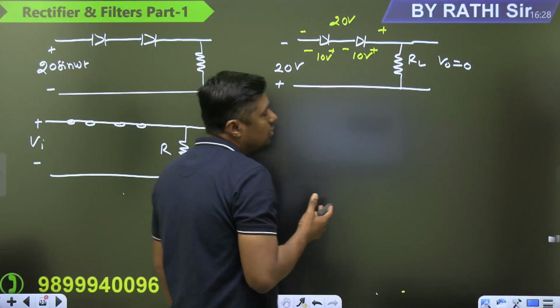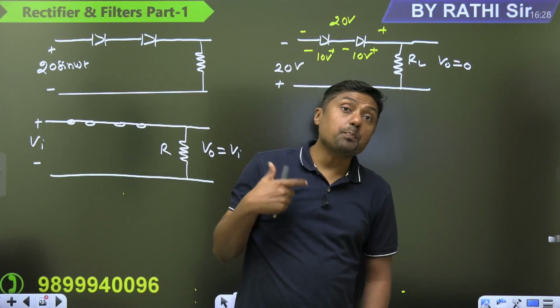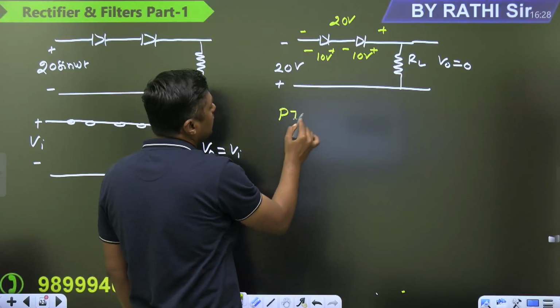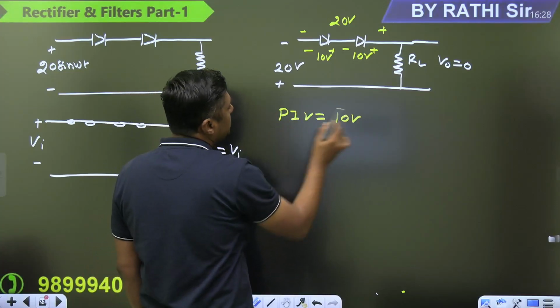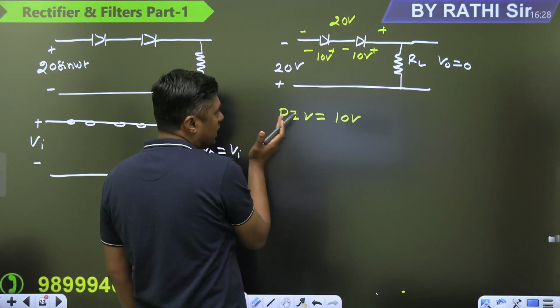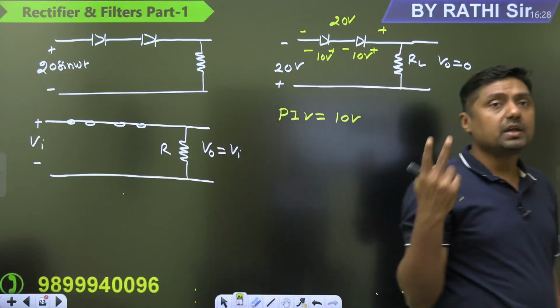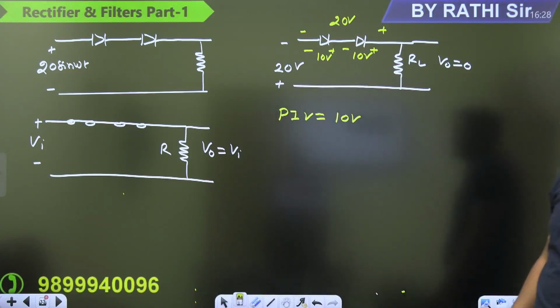So we can say, what is the PIV of a single diode? What is the PIV of a single diode? 10 volt. PIV means the voltage appearing across the diode when the diode is reverse biased. So we have reduced the PIV by connecting two diodes in series.